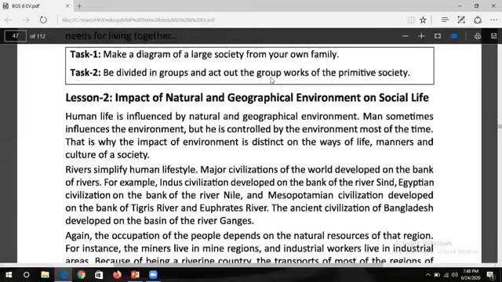Rivers simplify human lifestyle. You know that every human civilization has a connection with a river. You know, our Indian subcontinent's origination is also connected with the Indus River, the Indus civilization. There was a river between Pakistan and India in ancient times. The river's name was Indus, and the civilization connected with this river is the Indus civilization. And from that civilization, the Indian subcontinent was created, you know.